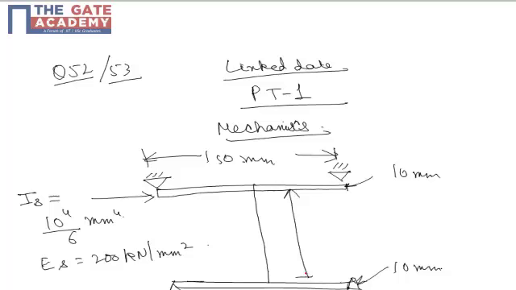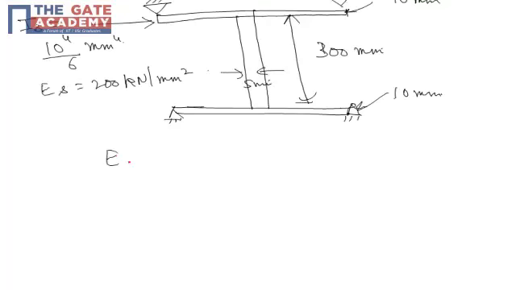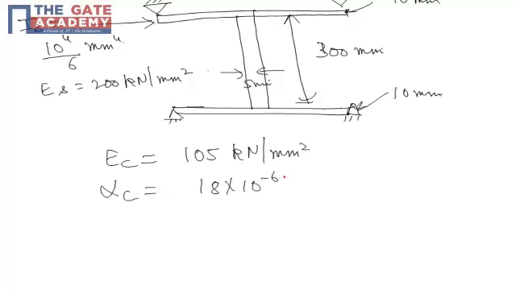This copper bar has a depth of 300 mm, and the thickness is just 5 mm. The properties of the copper bar are E_C as 105 kN per mm square, and alpha_C is 18 into 10 to the power minus 6 per degree Celsius. Delta T is given as 100 degrees Celsius.